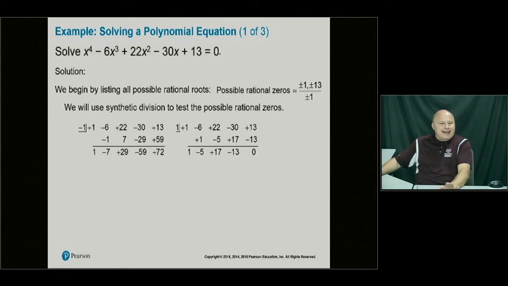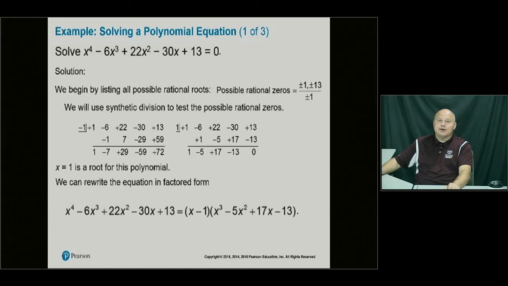Now, you can't give up on 1. And you're like, why not? Because if you give up on 1, it might be a 0 again. So you see the remainder, 1, -5, -17, -13, 0. So the new polynomial is going to be x cubed, because you remember you got to go down by 1, minus 5x squared minus 17x minus 13. So that's our new polynomial, but I'm going to have to test 1 again in that because it might be a 0 again.